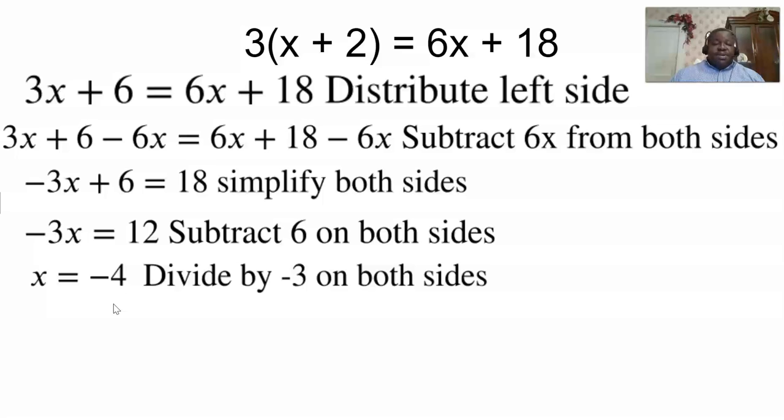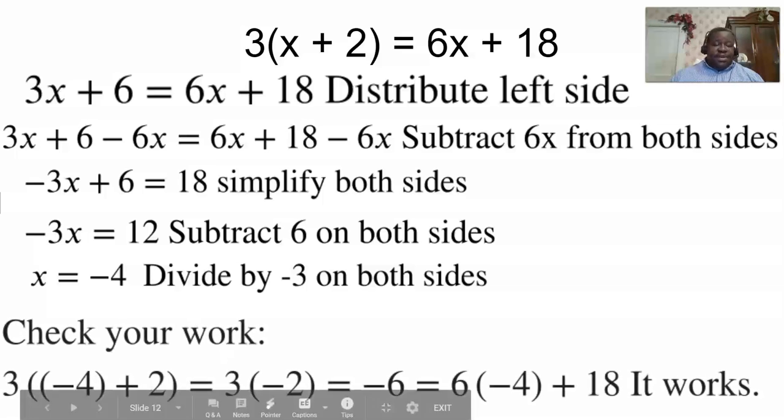Now, as we've done with the previous problems, let's check it and make sure that it's correct. So we have 3 parentheses, -4 plus 2. Let's look at this parentheses first. -4 plus 2 is going to give us -2. So we'll have 3 times -2, which is -6. So the left-hand side is equal to -6.